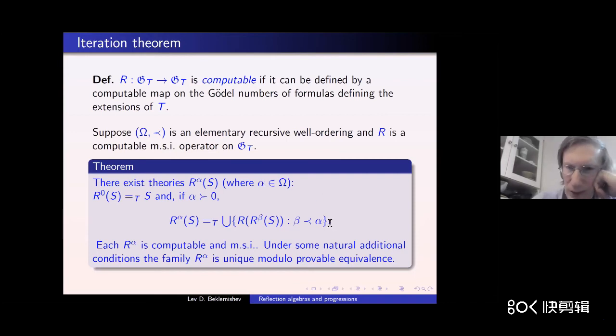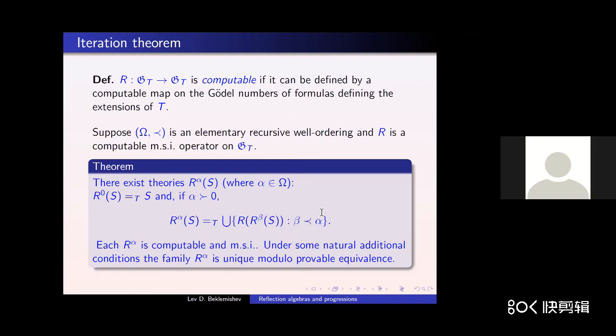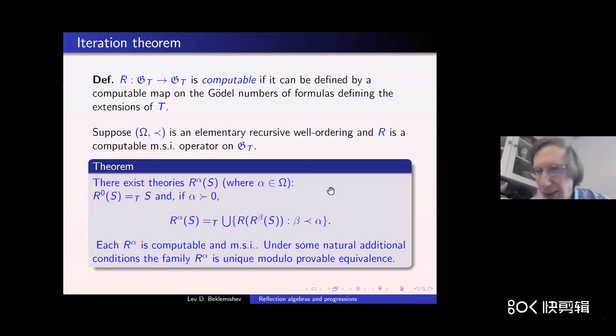One can show that once these conditions are satisfied, then each R alpha will also be computable and monotone semi-idempotent, and even such operators R alpha are unique modulo provable equivalence in our system. So this result tells you that in this general context, one can also deal with a general notion of iteration, which precisely corresponds to the construction of Turing progression. This can be done rather easily in this way.